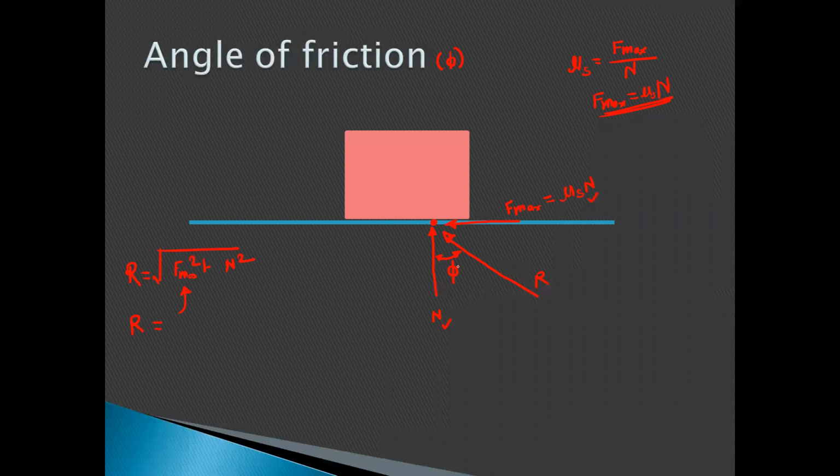Then if you use the formula for tan phi, which is equal to F max upon the normal reaction. So F max is equal to mu s into N upon normal reaction. From this you will get one equation for tan phi, and that equation is mu s. So if in the problem, instead of the coefficient of static friction, the phi value is given, then you can find out the coefficient of friction by using this formula. The coefficient of static friction is equal to tan phi. So this is the angle of friction.